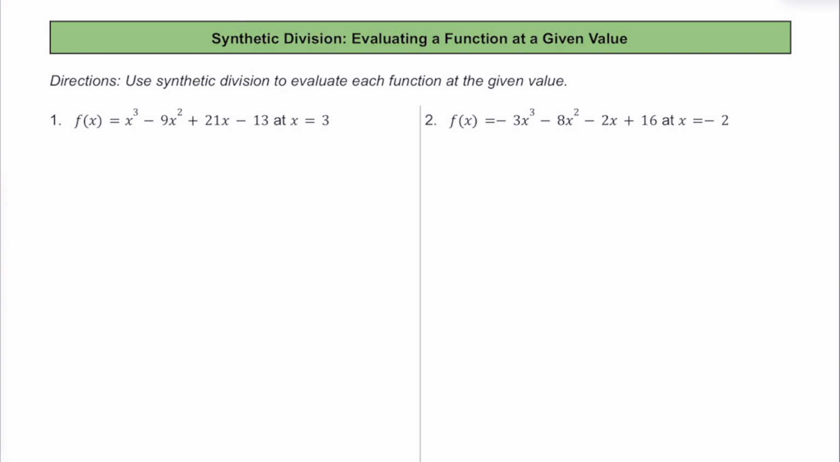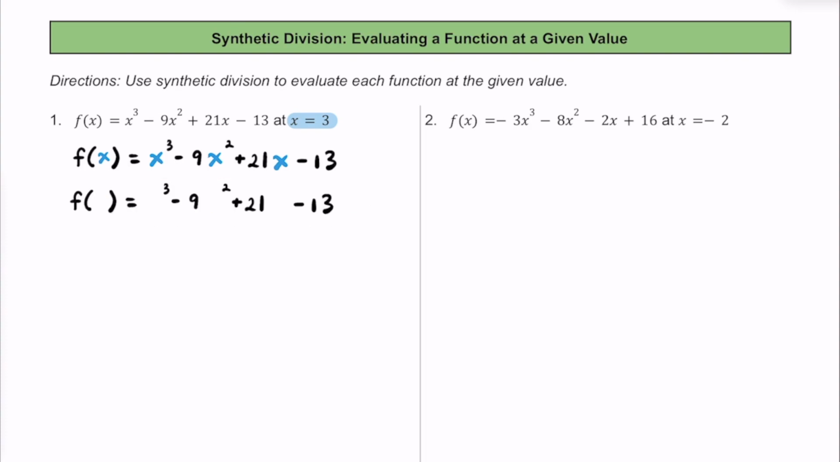For this first example, we have f of x is equal to x cubed minus 9x squared plus 21x minus 13. I'm going to go ahead and rewrite that function. So while this is our function, we're supposed to evaluate it when x is equal to 3. All that really means is that we're going to change each of these x's into 3's. So here's that same function. And then if we swap out all those x's for 3, we can evaluate this function when x is equal to 3.